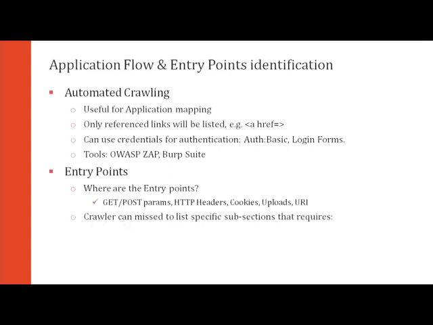A crawler can miss specific subsections, as I said, because of lack of credentials to authenticate. But also, let's imagine that you have a web application where you are making a payment. That application will require credit card information, expiration date, and secure number, and if you don't provide those details, it won't be able to move to the next step, which is probably another form, right? So in these specific scenarios, the crawler might miss those sections, which means we might miss vulnerabilities.